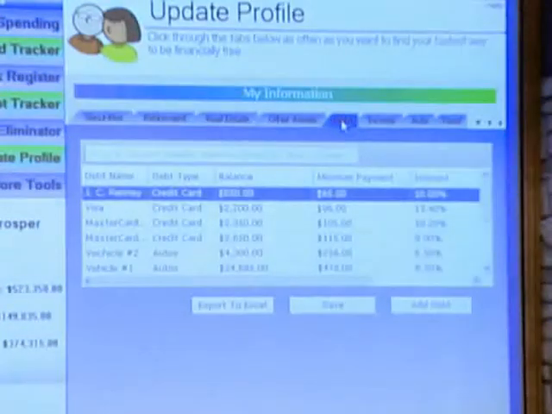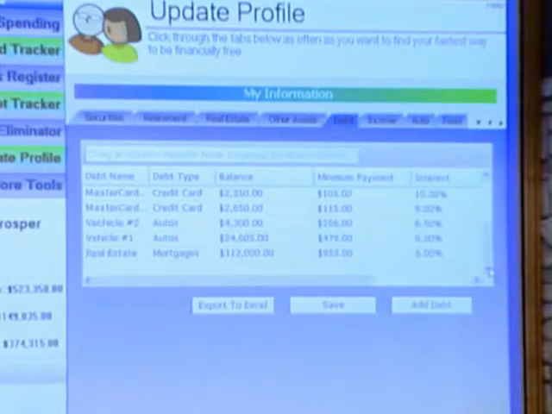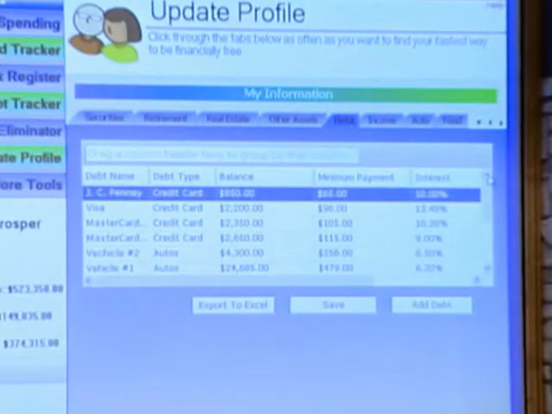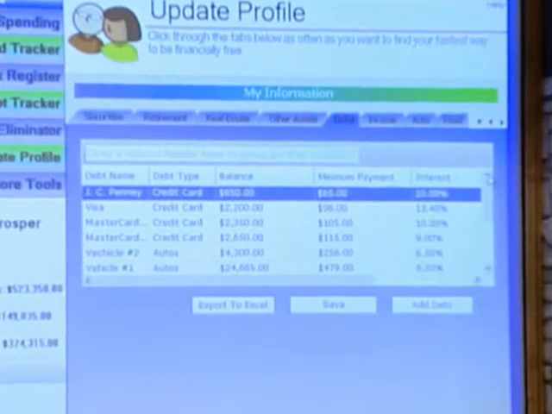Here's where you put your debt. Look at this family. JCPenney's their smallest one at $850, and there's their house at $112,000. They got 2 cars, 2 MasterCards, a Visa, and JCPenney's. They're doing well, aren't they? They got a lot of debt. This is where you put it in. You hit the Add Debt button right over here on the right. You hit Add Debt right here, and then it'll come up.